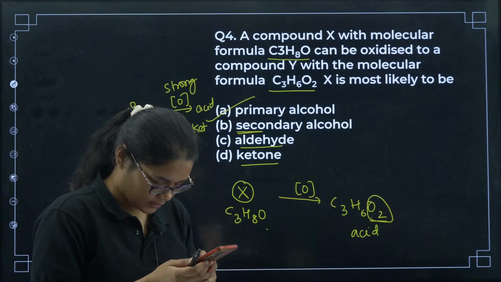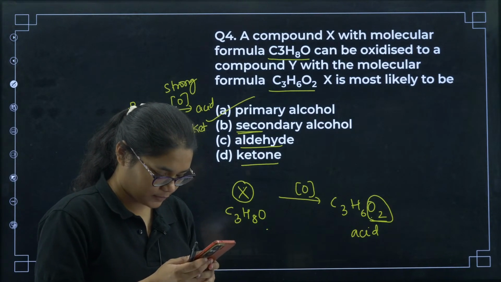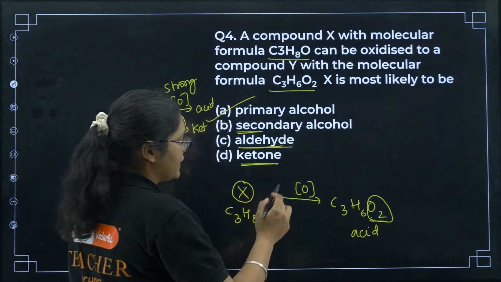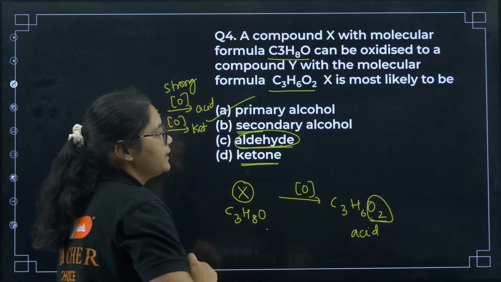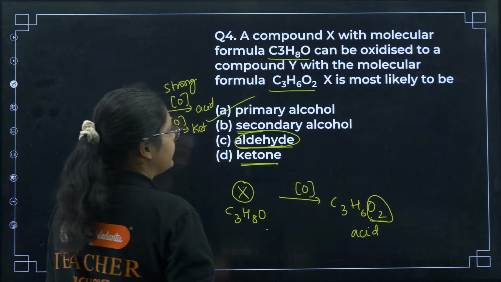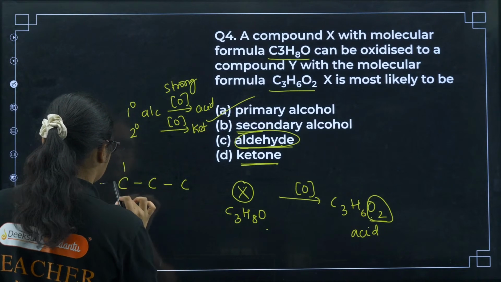Okay, so Sobha is asking why aldehydes and ketones cannot be the answer. See here, Sobha, when you have this formula C3H8O, just let me write down this one.